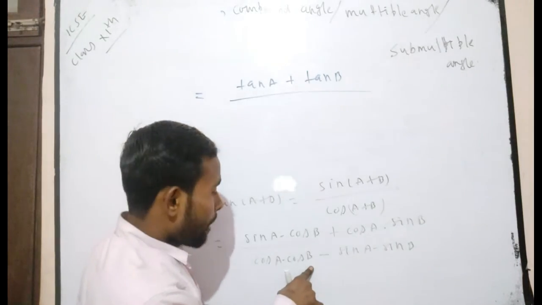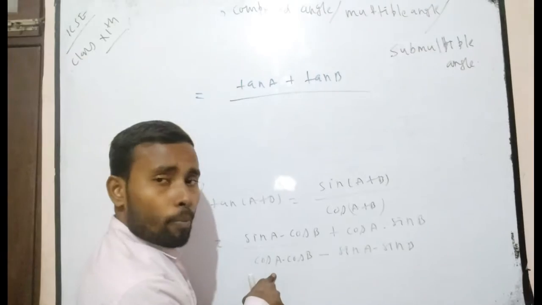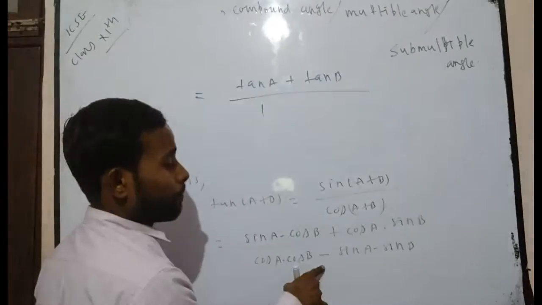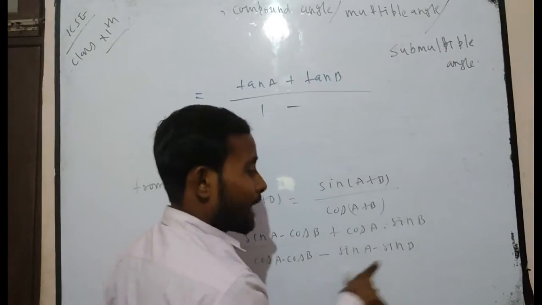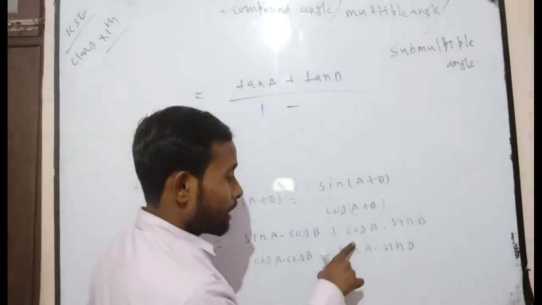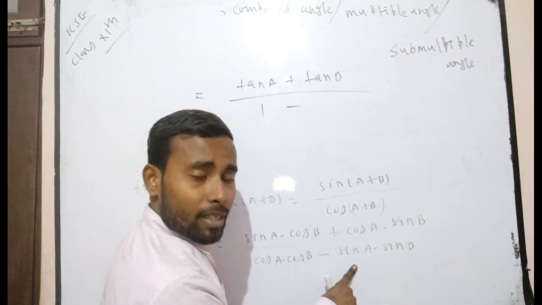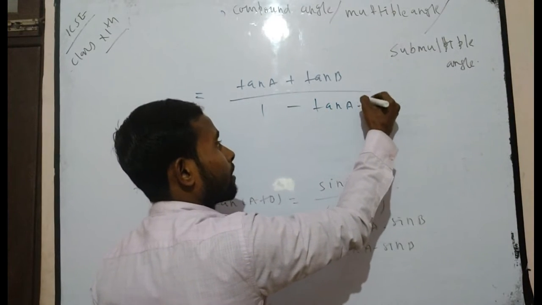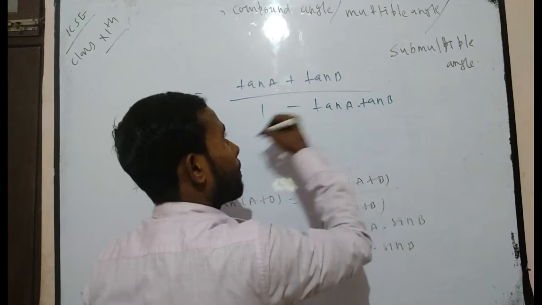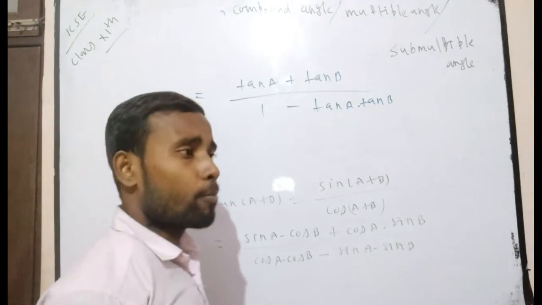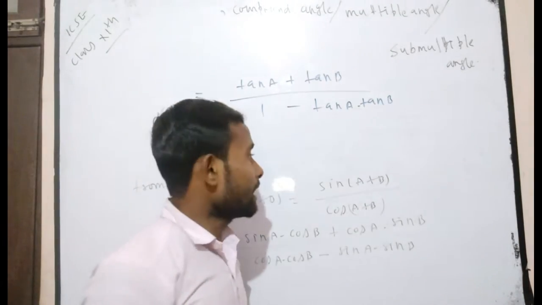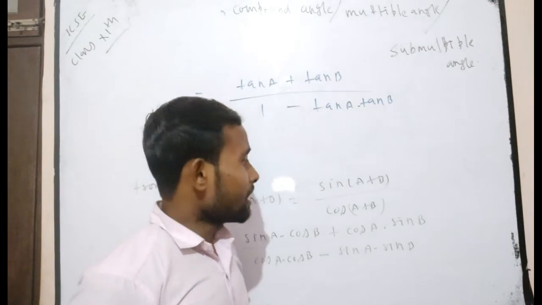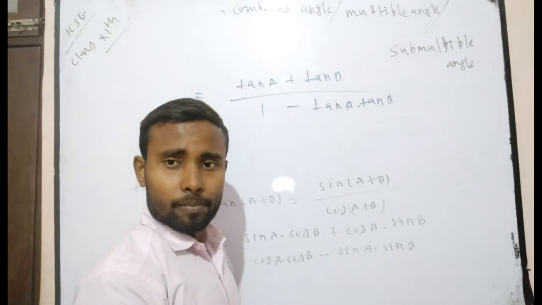In the denominator, dividing by cos a into cos b, the first term becomes 1, minus sin a by cos a, that means tan a, and sin b by cos b, that means tan b. That means tan a into tan b. It is the formula of tan(a plus b). Similarly, you can prove the formula of tan(a minus b), and all formulas which are related to each other.